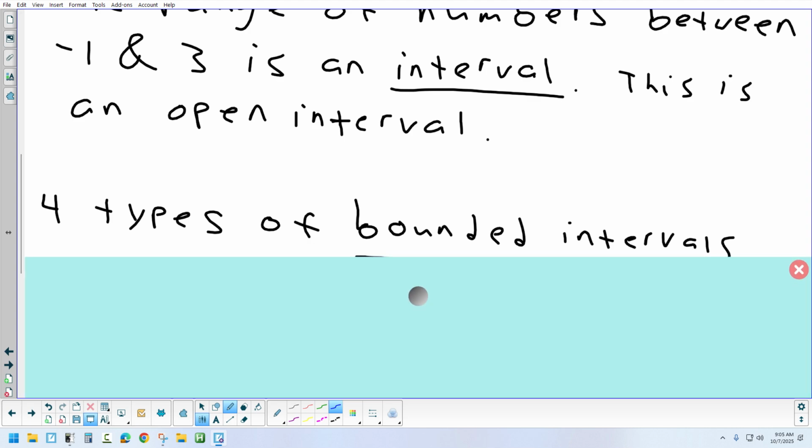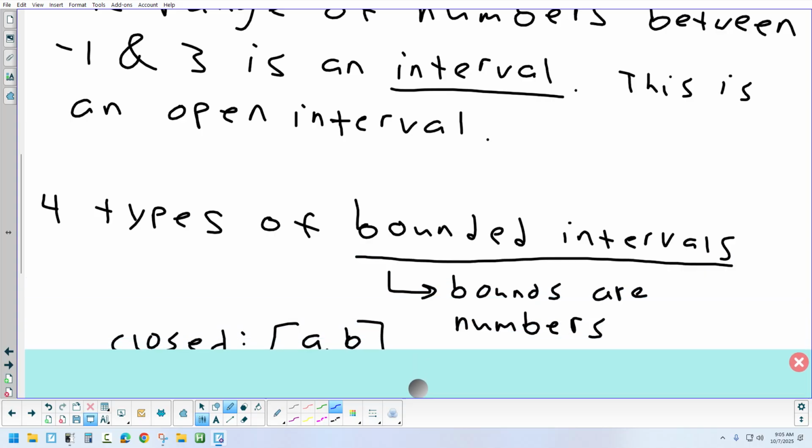Okay, first types of intervals we're going to talk about are what we call bounded. Okay, bounded means that the endpoints of the interval are numbers. Okay, they do not go on forever. What symbol do you think you would see in a problem if the interval went on forever? Like there was no highest number you could pick? Yeah, you'd see an infinity.